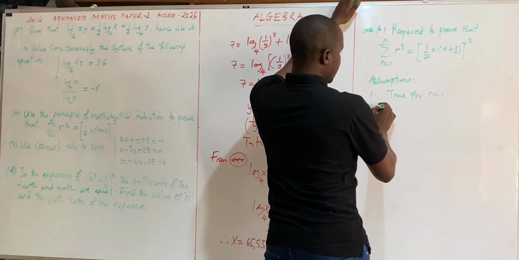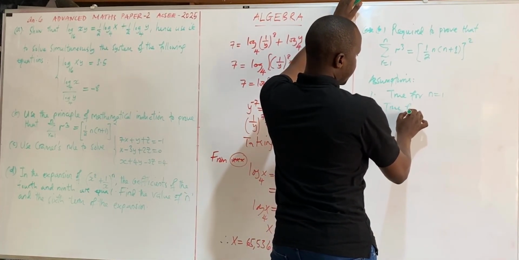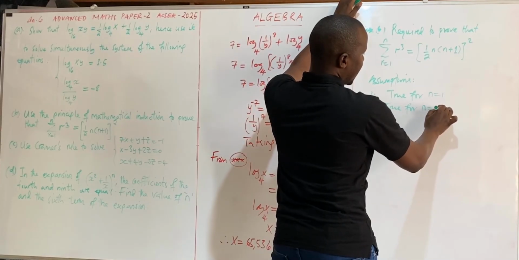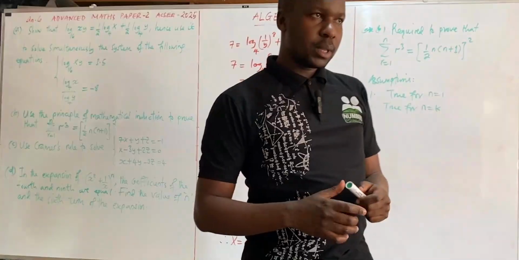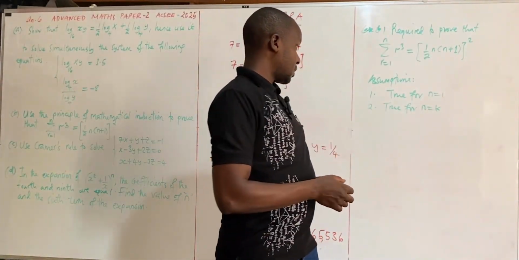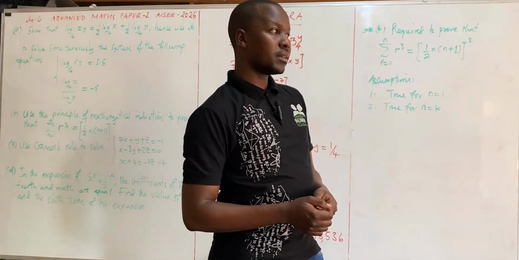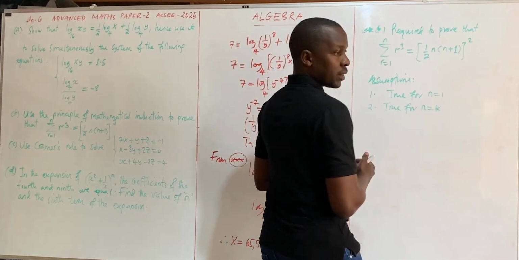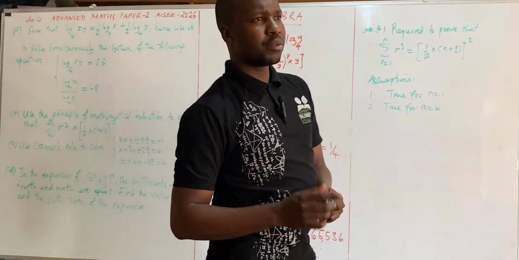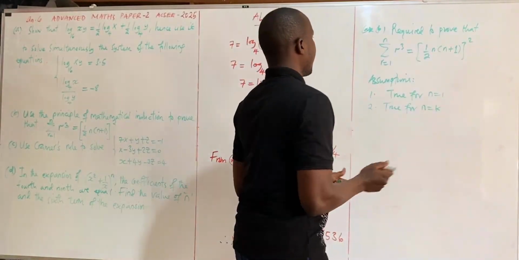Also number 2, we need to show whether it is true for n equal to another constant. Maybe we don't deal with constant number 1, we deal with the other constant. That's for n equals k now. K is just a constant, and it's a positive one. So we need to show whether that is true for another constant apart from 1.